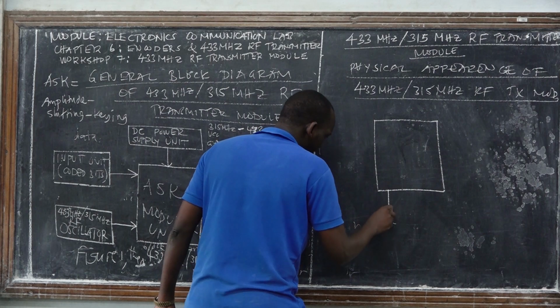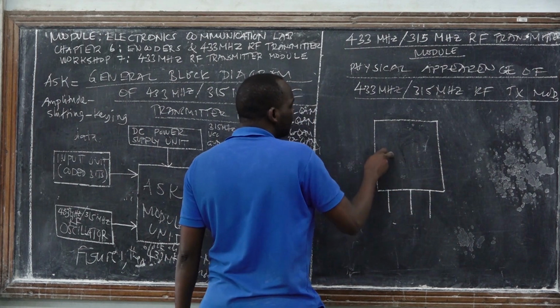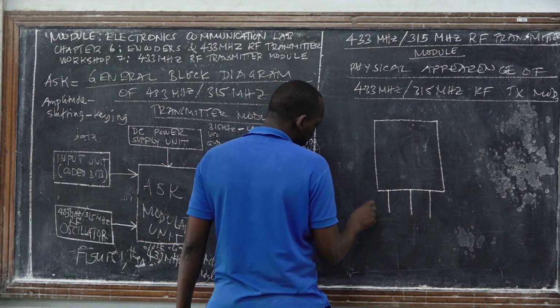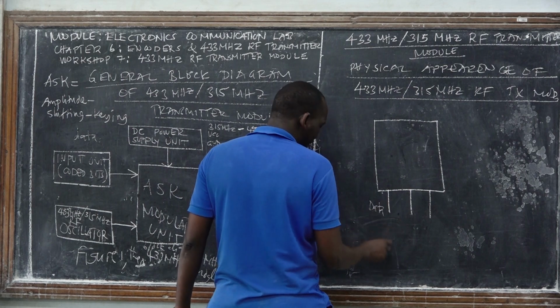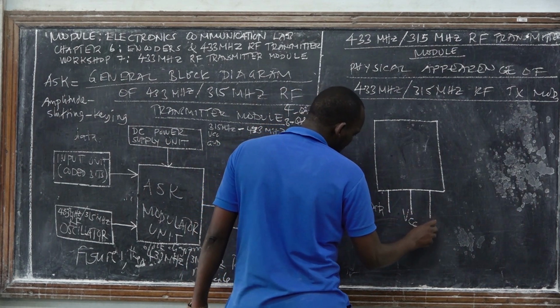Then this one we have pin number 1, pin number 2, pin number 3. So the first one is the data pin, and this one is VCC, and this one is what? Ground.